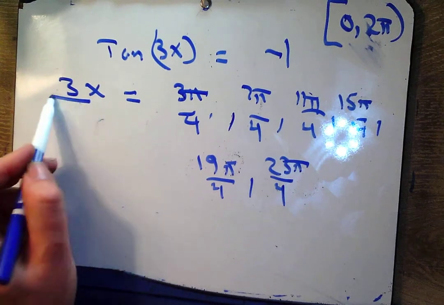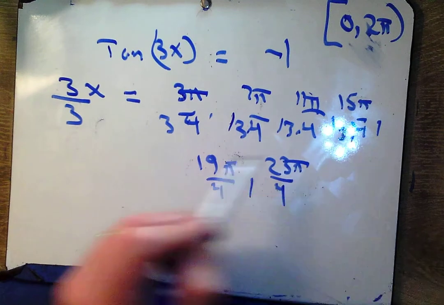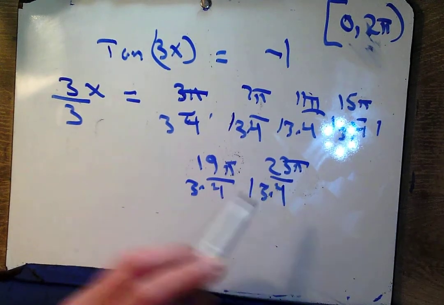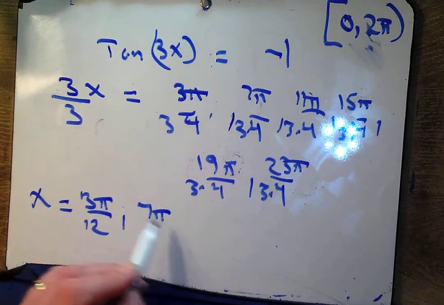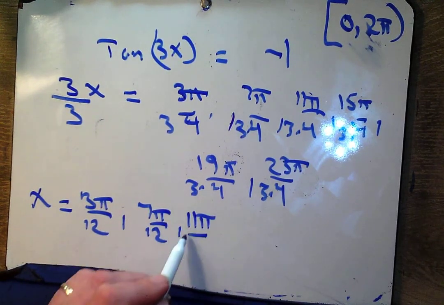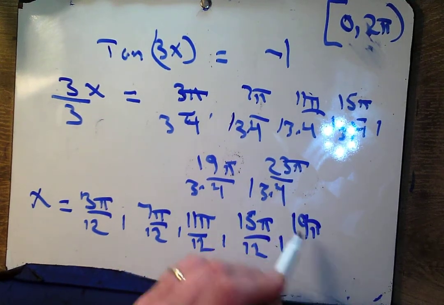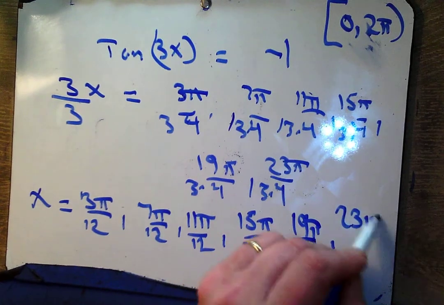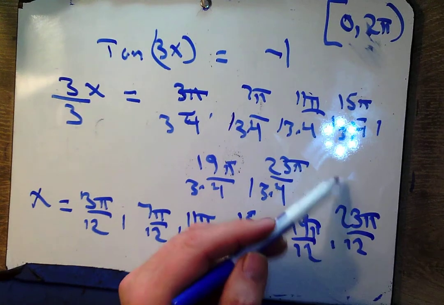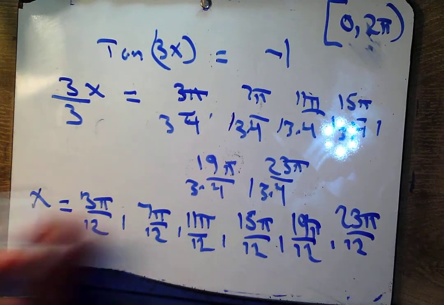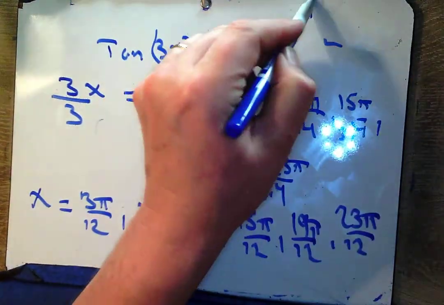Now if I divide everywhere by 3, I'm looking at x equals 3 pi over 12, 7 pi over 12, 11 pi over 12, 15 pi over 12, 19 pi over 12, and 23 pi over 12. 24 pi over 12 would be 2 pi, so this is just a little less than 2 pi. Well, that's great. How would I do this problem differently if this said all solutions?